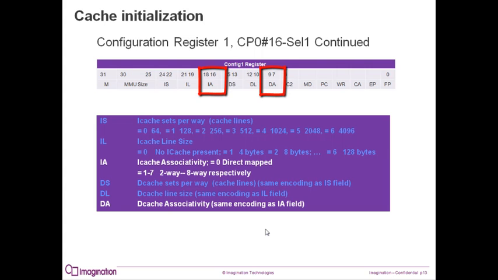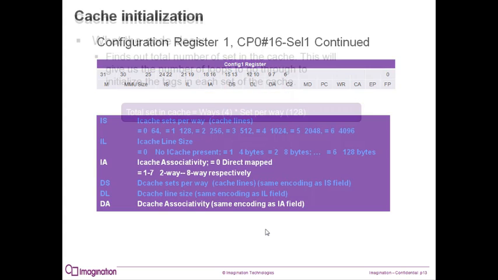The IA and DA fields encode the number of ways for the instruction and data cache. The field value of 0 indicates one way, and as the value increases, the number of ways increase by 1. Not all values are supported for all cores. You should check your core's software user's manual for your particular core for more information on which values are supported by your core.